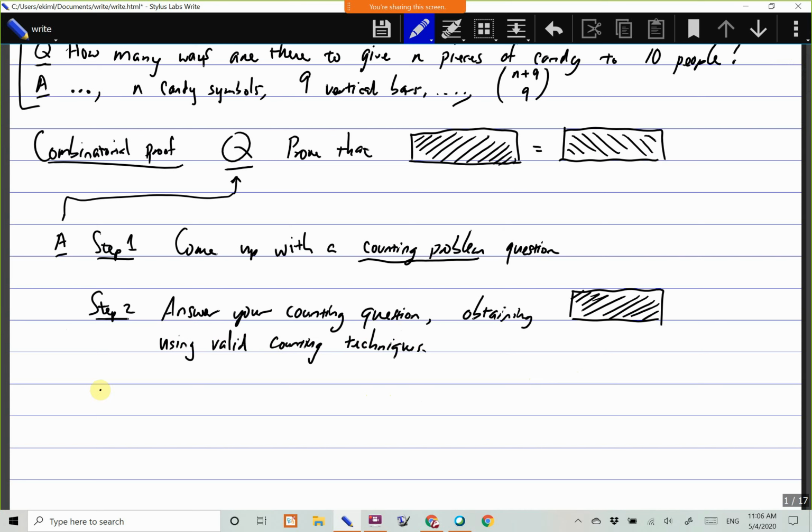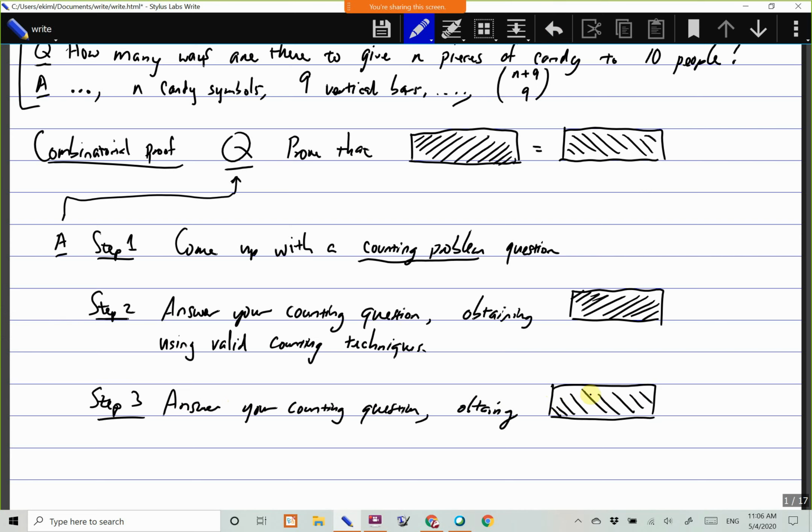And then step 3 is to answer your counting question again. Answer your counting question, obtaining now the right side of this equation up here. So let me shade this the other direction, this way. So obtain that one, right? This one's this one. Using, again, of course, using valid counting techniques. Your reasoning must be correct, not just made up things. Using valid counting techniques.